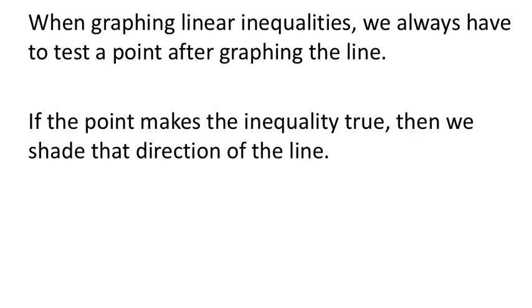When graphing linear inequalities, we always have to test a point after graphing the line. If the point makes the inequality true, then we shade that direction of the line. So you can go through this. On linear inequalities, which you hopefully have seen, the lines will sometimes be dashed and sometimes solid.